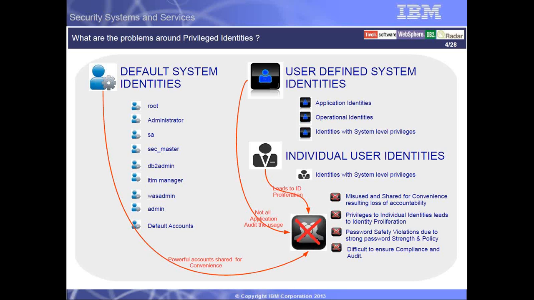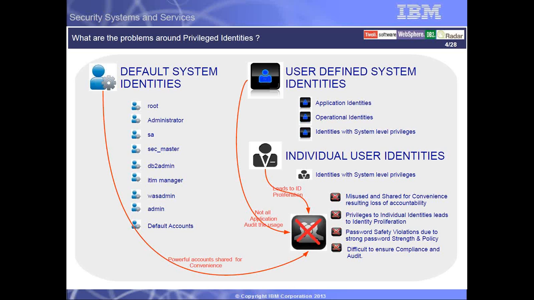Next, the user-defined system identities. They're like application identities. You have operational identities to do your operational activities. Then you have identities with system-level privileges. Most of these applications do not do application-level audit, and they don't log that information. And if they do, they are not uniform. And even if they are doing it, they are not centralized. So then the correlation becomes very difficult. That's one of the issues there.